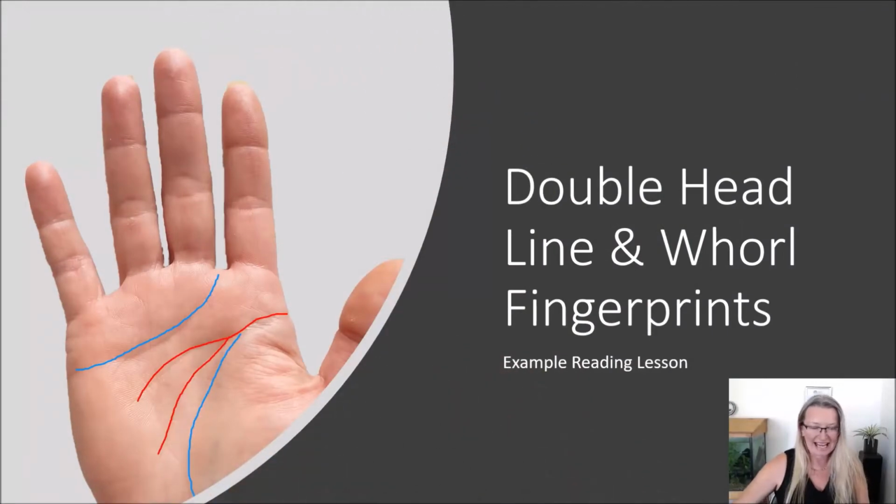Here we are again, learning about the double lines, and today it's the double headline. This example here, as I've drawn in red, is exactly what the headline looks like. It's actually a really big fork, but a heavily forked headline generally has the same meaning as a double headline.